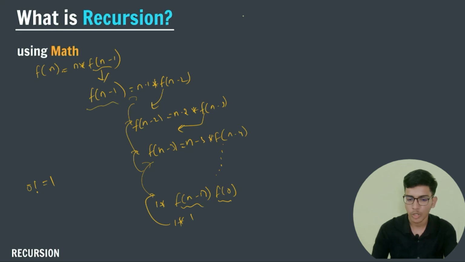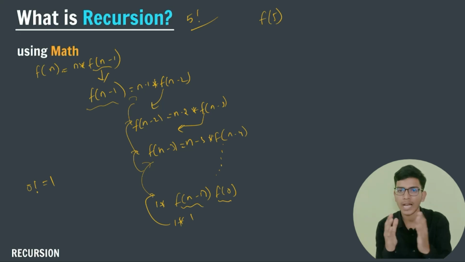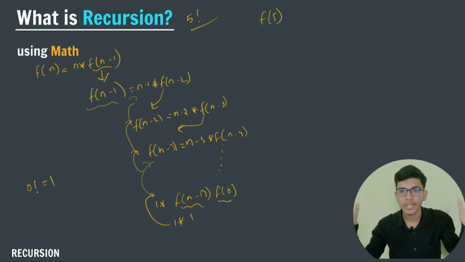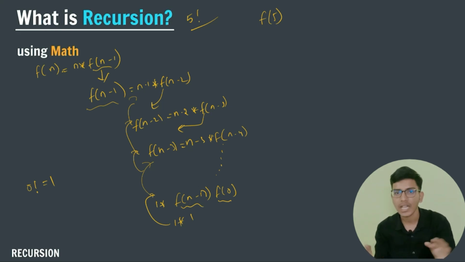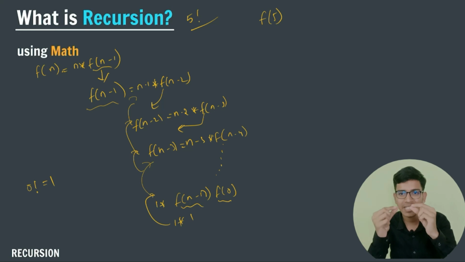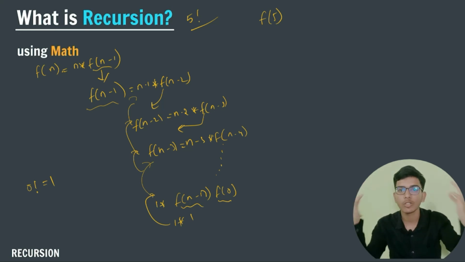Now let us take an example to understand this. Let us consider f of 5. Let us consider that I don't know the factorial of 5. The concept of recursion is, if you don't know the answer for a huge problem, then break it into small pieces, right? Break it into small tiny pieces, and combine them by finding the solution for those small pieces. By combining those small pieces, you will get the solution for your large problem.